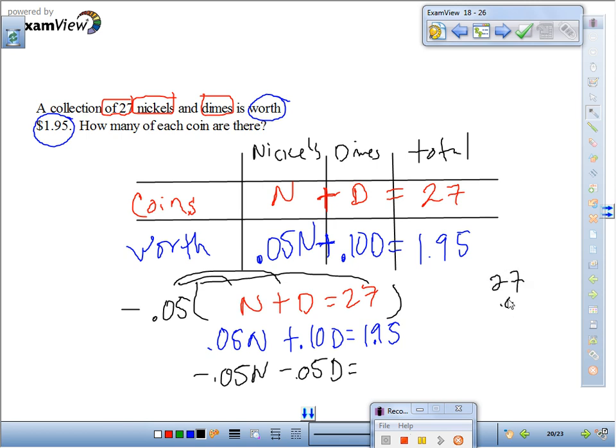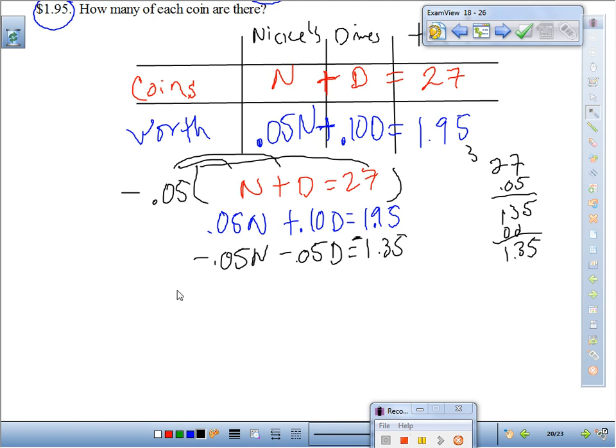Let me do the multiplication over here. 27 times 0.05. How many decimal places? 2. So this is 1.35, and it's a negative. From there, we can eliminate. Okay? So here we go. If we eliminate, which variable is going to eliminate? The N. This cancels this.